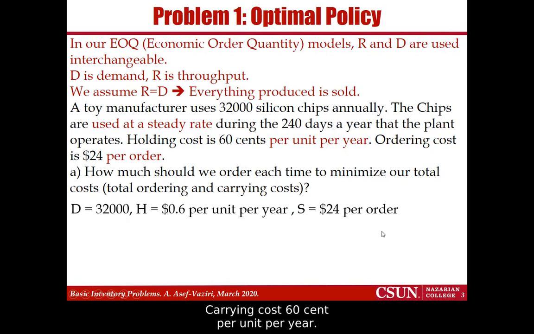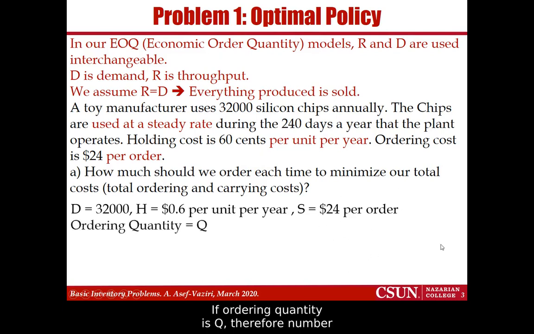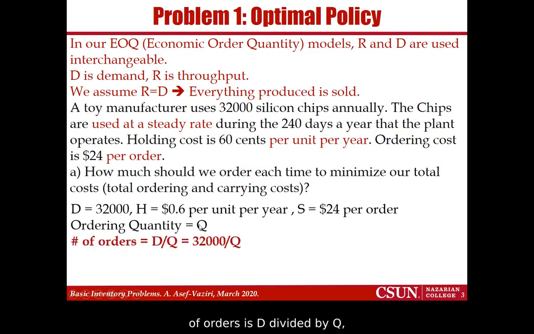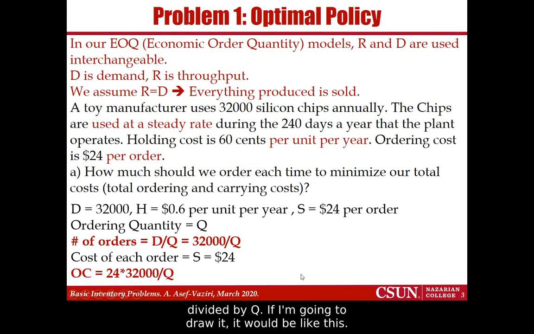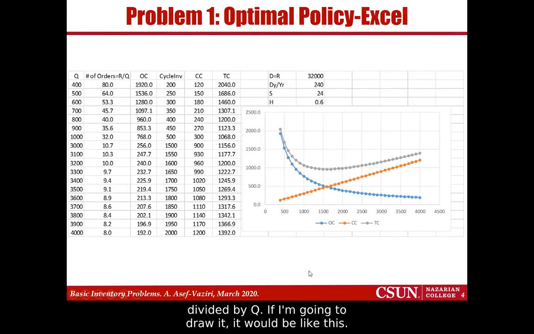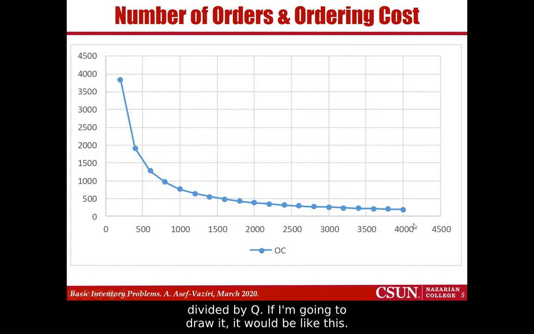Demand, which we also show by R and D interchangeably, demand is 32,000, carrying cost 60 cents per unit per year, ordering cost $24 per order. If ordering quantity is Q, therefore, number of orders is D divided by Q, which in this case is 32,000 divided by Q. And then multiply by ordering cost, which is 24. Therefore, my total ordering cost, that is ordering cost per order times this many orders, is 24 times 32,000 divided by Q. If I'm going to draw it, it would be like this.